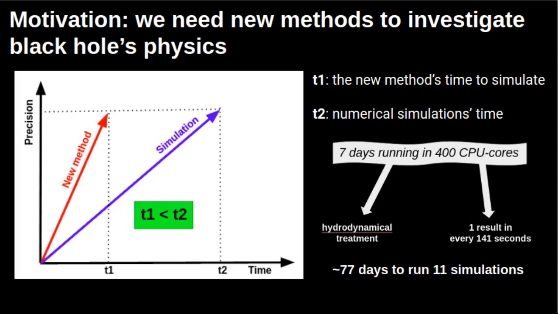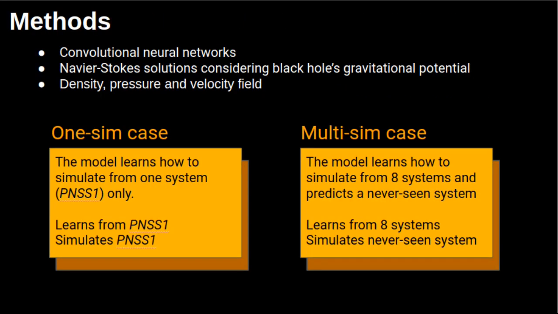We want to investigate a new method to speed up the simulations, because numerical simulations are the traditional methods, but they take too long to simulate black hole physics. Even a very simple hydrodynamical treatment takes 7 days running on 400 CPU cores, which is a lot, so we need to investigate a new method.